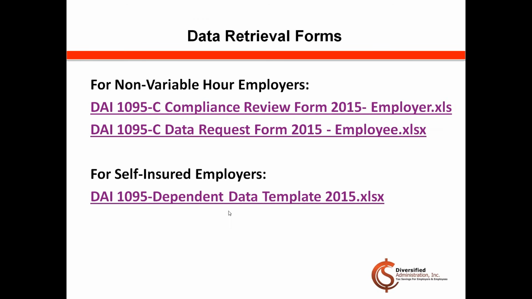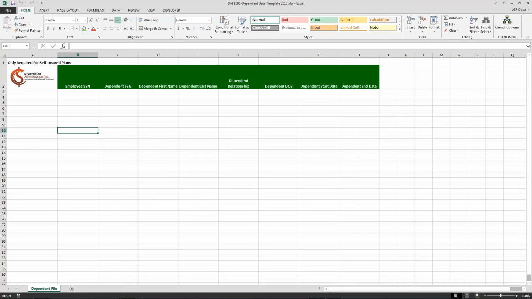And this only is for companies that are self-insured. If your company is fully insured, the insurance company will take care of that for you and refer the appropriate information to the IRS. But those that are self-insured, you will have to fill the dependents information for each employee in the sheet.